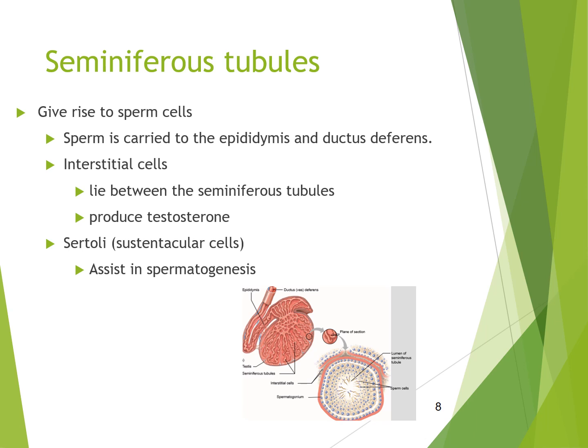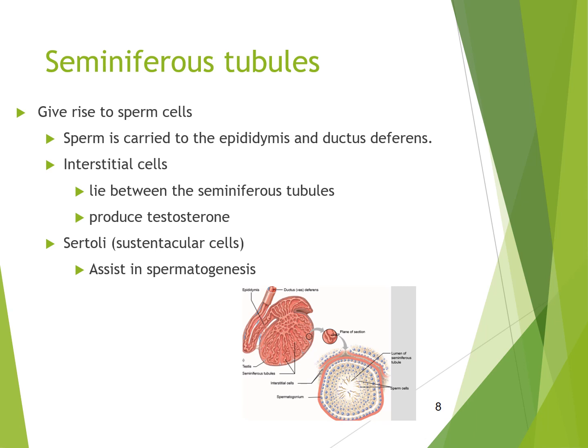The seminiferous tubules give rise to the sperm cells. The sperm are then carried to the epididymis, where they mature and can be stored, followed by the vas deferens, also known as the ductus deferens. There are interstitial cells, the cells that lie between the seminiferous tubules, that produce testosterone. Testosterone regulates the rate of sperm production.